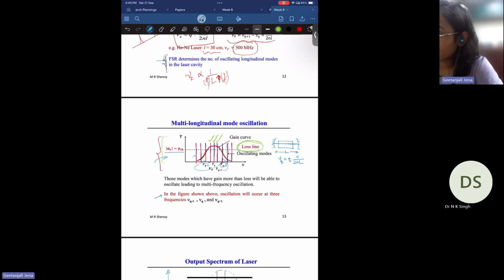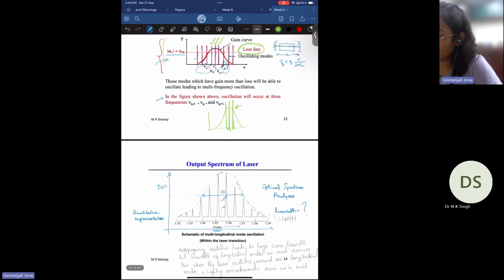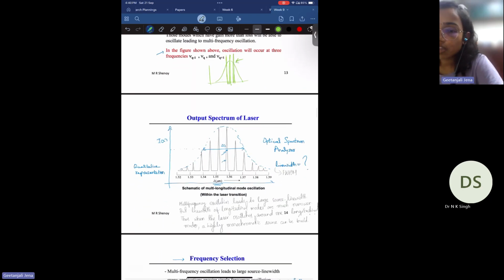Okay, and these modes, what will they do? Because we have three modes that have a loss line lower than the gain curve, these three modes will increase the bandwidth of the system. Because of the multi-frequency oscillation, what we'll see eventually is that the bandwidth of the system will increase, right? So this is the same curve, like multi-frequency oscillation.